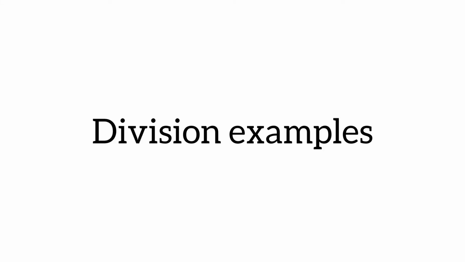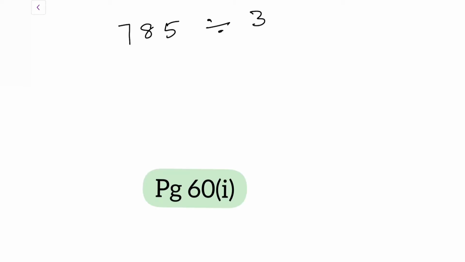Now that you've seen some of the properties of division, let's work out a division problem. Let's divide 785 by 3. You can find this on page number 60 in your textbook. Alright, so let's do the division.